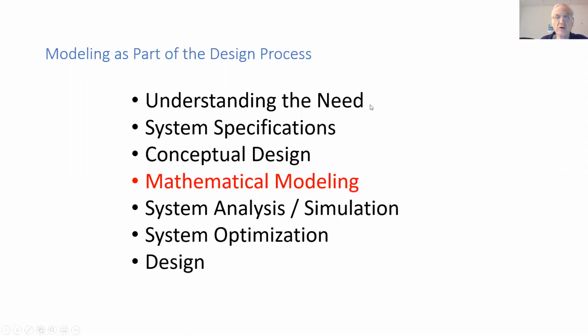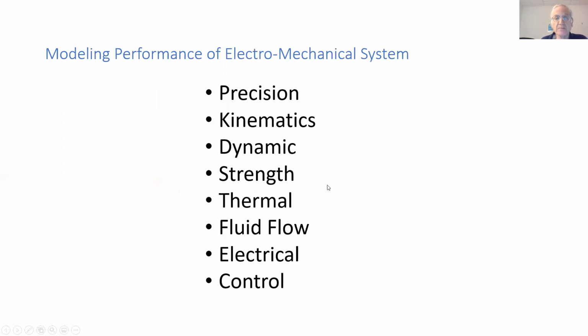The way that modeling is taking part in the design process is shown over here. We start with our understanding of a need. When we start our design process, system specifications will tell us what it is that the need is quantified to. Then we come up with a conceptual design and develop a mathematical model for the concept. Then we do system analysis and simulation. We optimize the analysis, and then we start the design with the optimum parameters.